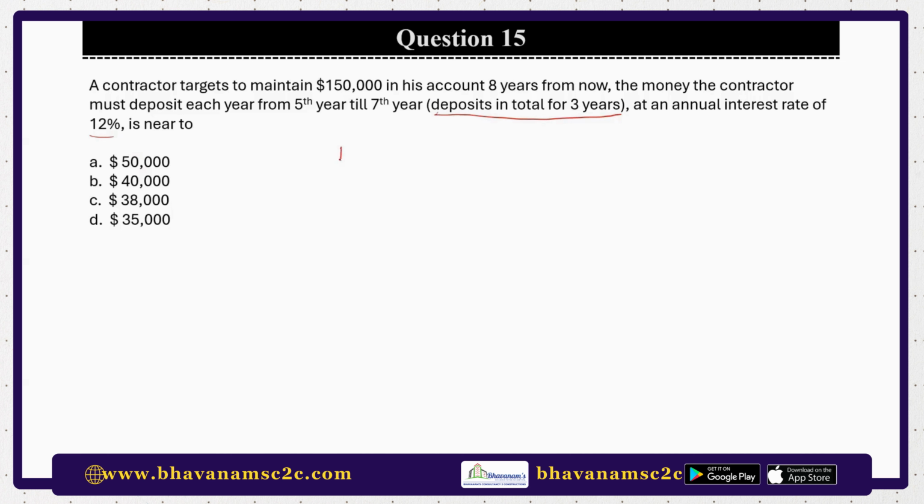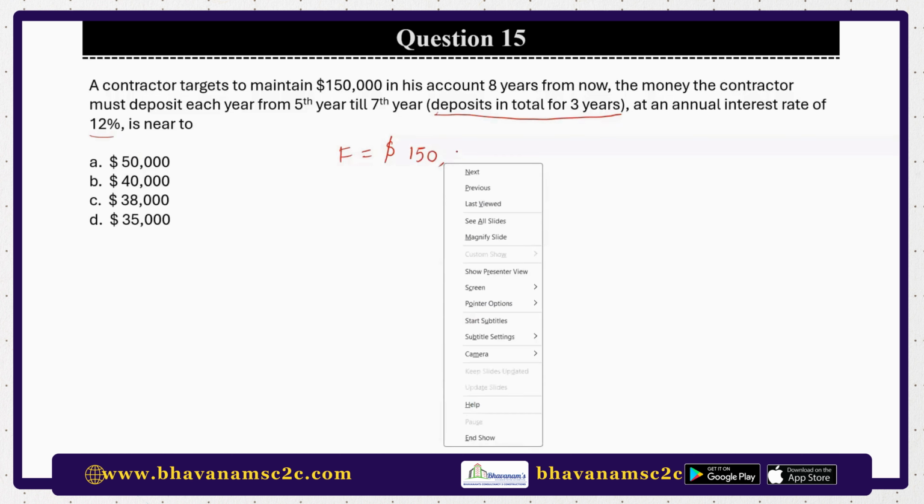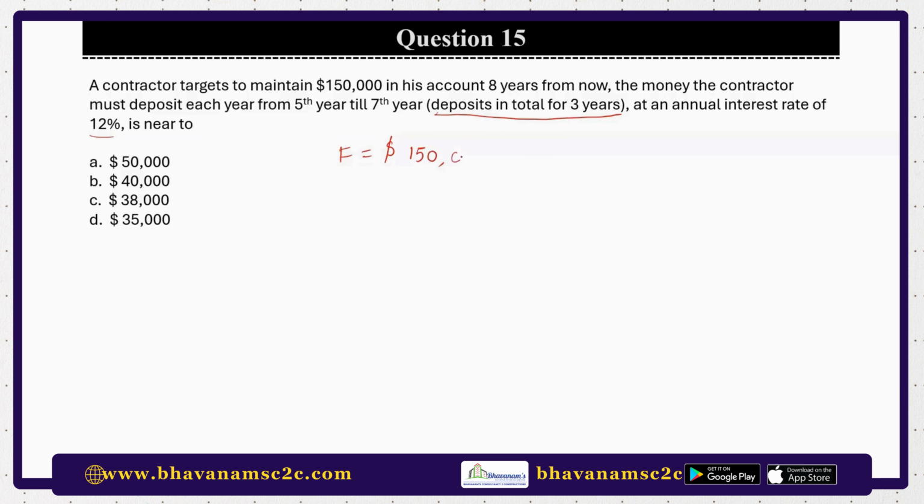So as per the question, a contractor wants to maintain $150,000 at the end of 8 years. It means that 150,000 is the final value or the future value. Is this clear? Since he wants to maintain $150,000 in his account after 8 years, it is the final value.